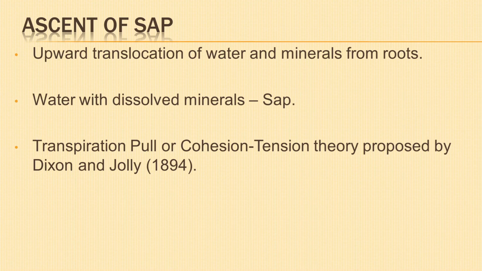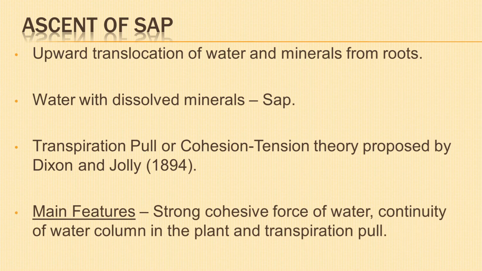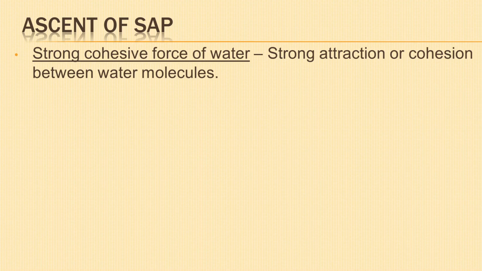This theory was proposed by Dixon and Joly in the year 1894. Main features of this theory are strong cohesive force of water, continuity of water column in the plant, and ascent of sap due to transpiration pull. Strong cohesive force of water. In the water column, there is strong attraction or cohesion between the water molecules, due to which they cannot be separated from each other easily.